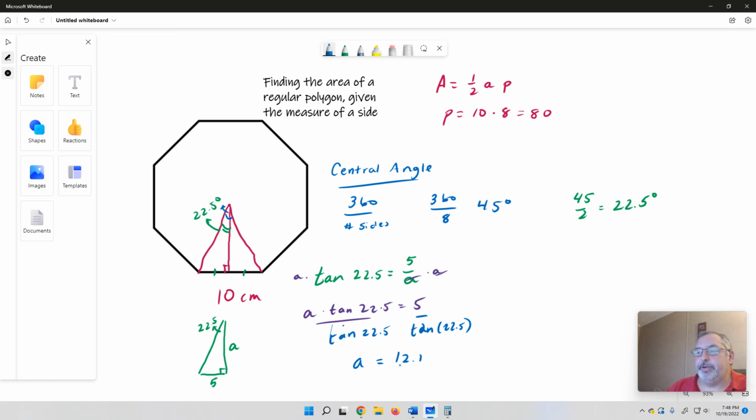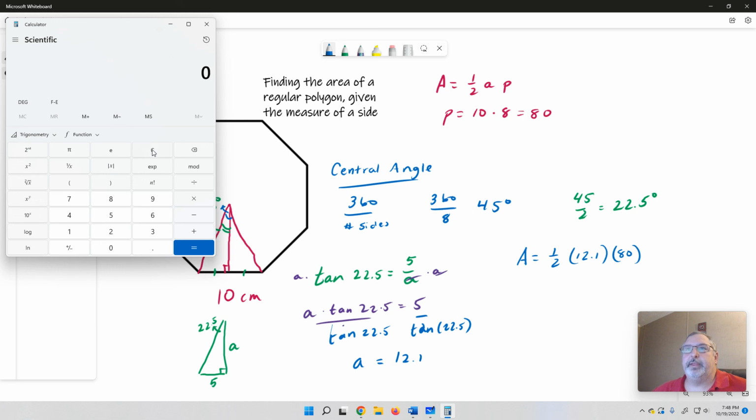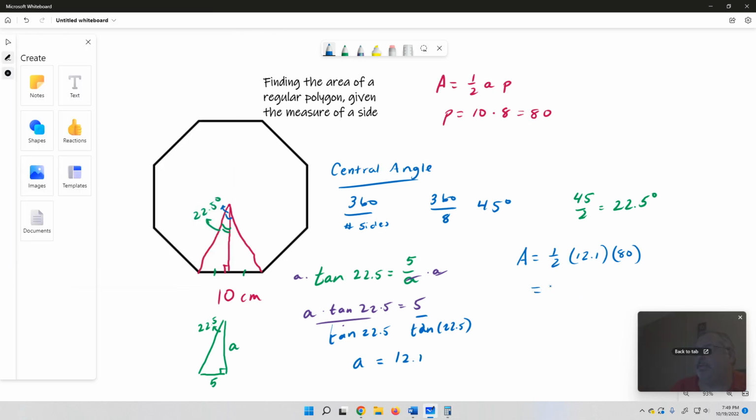Now I'm just going to go back up to this formula. I have everything I need. I have the apothem and I have my perimeter, so my area is going to be 1/2 times the apothem, that value I just found, 12.1, multiplied by the perimeter, which I found earlier. Just let your calculator do the work here. 12.1 times 80 divided by 2 gives me my area, which is 484. I said centimeters earlier, so centimeters squared.